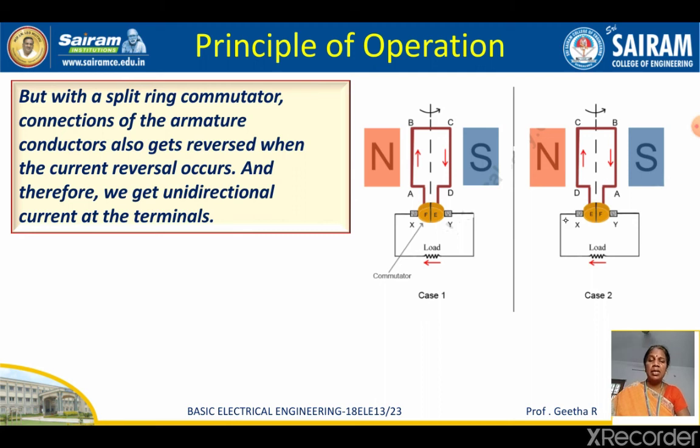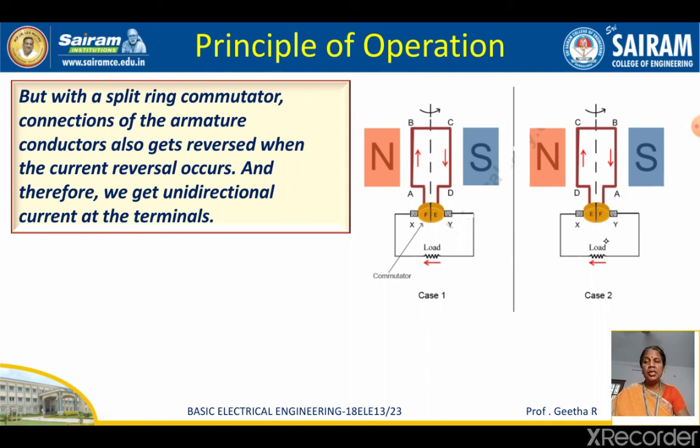So the current will be in the opposite direction, so that the current produced will be alternating in nature. To make it unidirectional, the commutator also will be rotated after 180 degrees. So you can see here the split ring commutator.